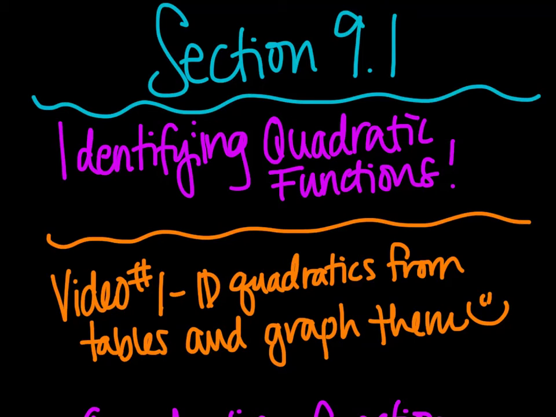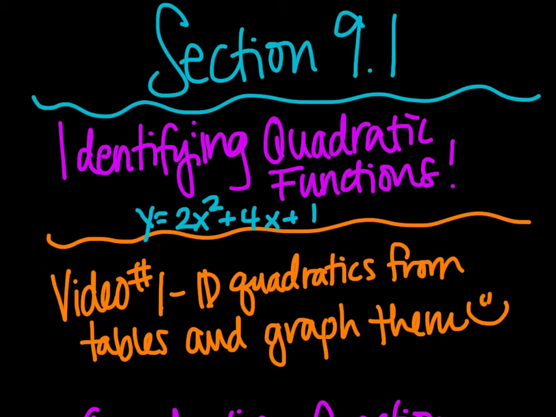Welcome to section 9.1, and this is where you're going to start to identify quadratic functions. We've already been talking about linear functions. We've now been playing around with quadratic formulas, and those quadratic formulas look something like this. We'd have maybe y is equal to 2x squared plus 4x plus 1.